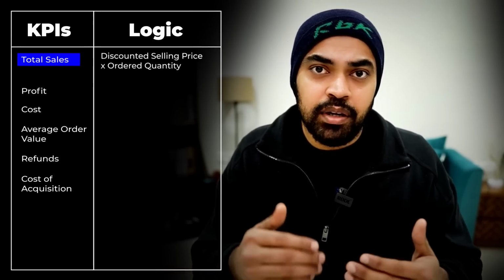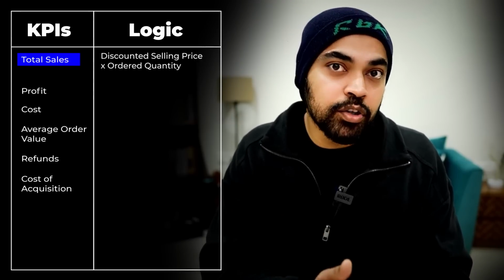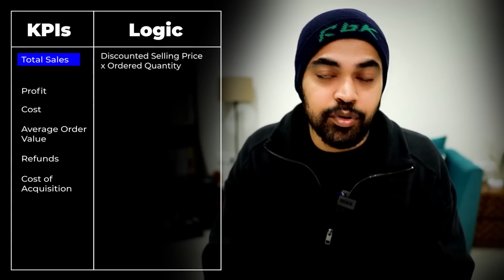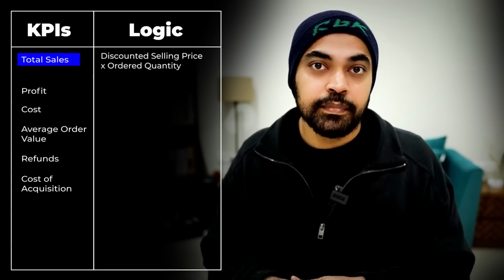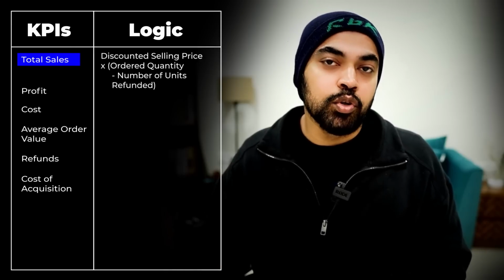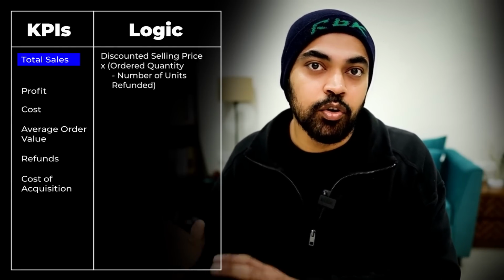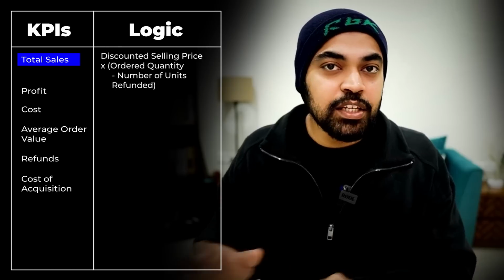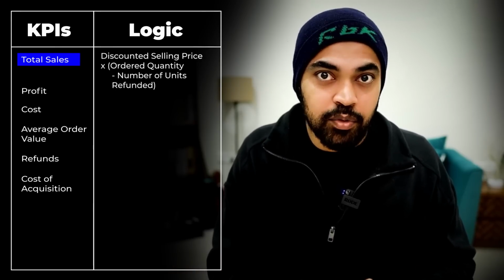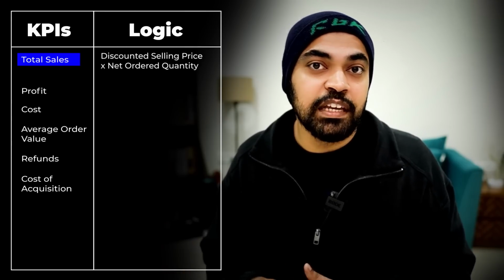So you will write down a bare fundamental calculation on a piece of paper where you will say that, hey, why don't you multiply the discounted selling price into the ordered quantity. If you want to further adjust to that, you're going to say that, hey, from the ordered quantity, you're also going to subtract any kind of refunds that we've had. So number of units refunded is also going to be subtracted. And therefore, taking these two numbers, which is the discounted selling price, multiplied by the net ordered quantity is going to give me the total sales.